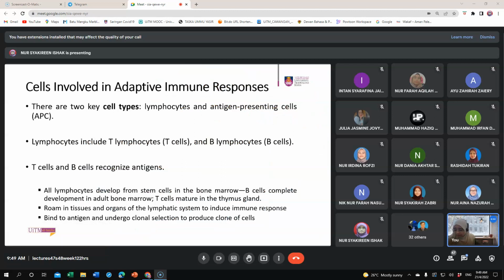Okay, so next is cells involved in adaptive immune response. Okay, so there are two key cell types, which is lymphocyte and antigen presenting cell.